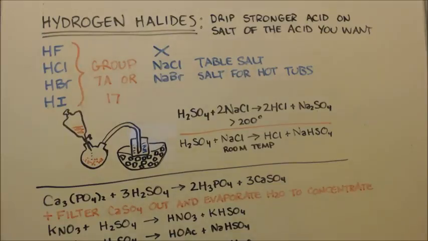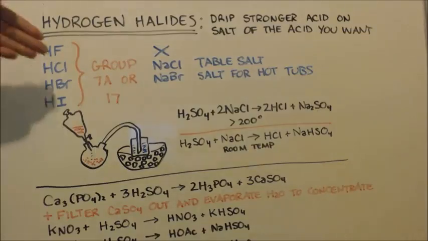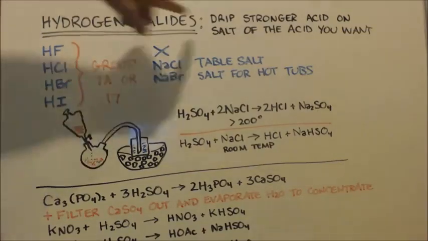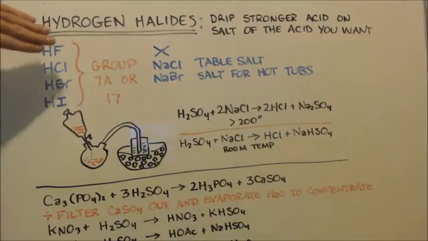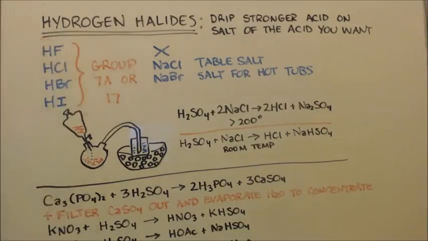I want to go over how to make simple acids. I want to start with the hydrogen halides. So how do you do that? Well, you just drip a stronger acid on the salt of the acid you want. And I'm not going to go over fluorine, hydrofluoric acid, because it's not something a home chemist really gets into with fluorine. So I'm not going over that, but say hydrochloric acid.